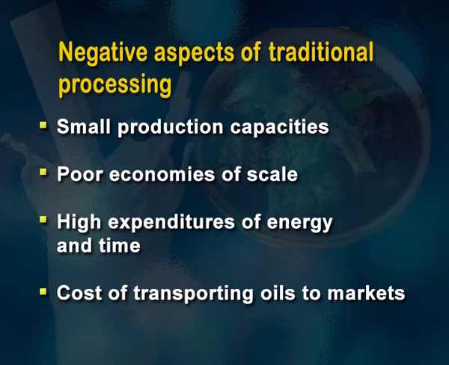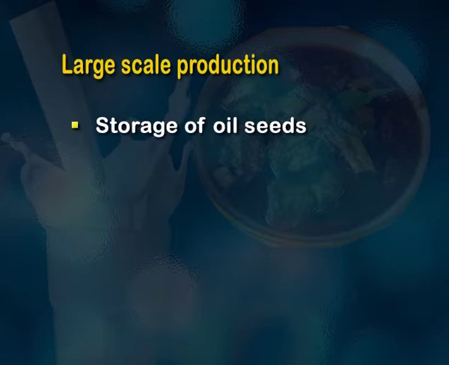And that is the reason why large scale production of oil has come into existence. In the large scale production of oils, the first thing of importance is the storage of oil seeds. Many steps in industrial processing find their origin in traditional processes. In large scale operations, oil seeds are dried to less than 10% moisture. They may be stored for prolonged time periods under suitable conditions of aeration with precautions against insect and rodent infestations.